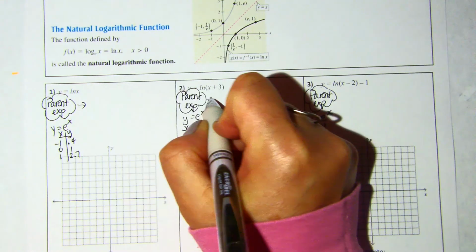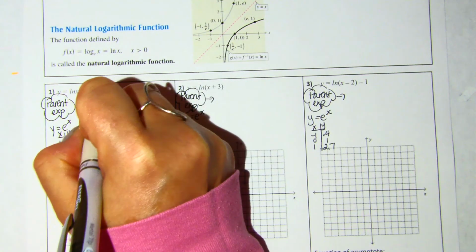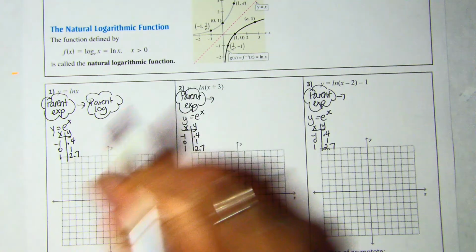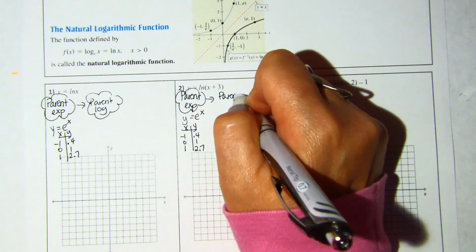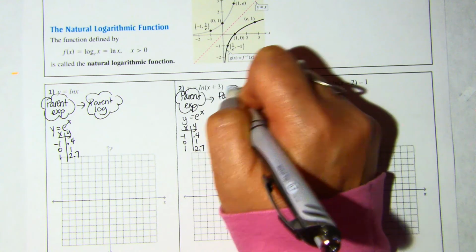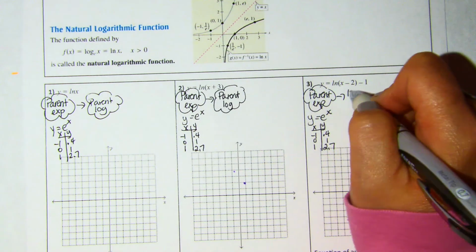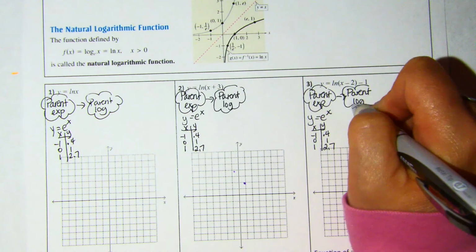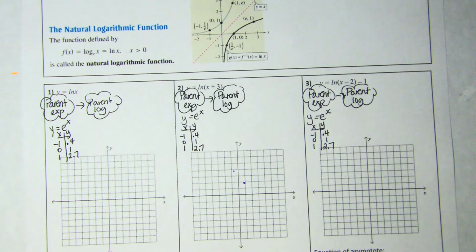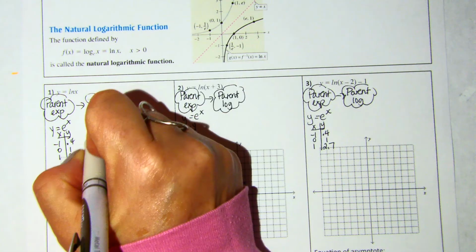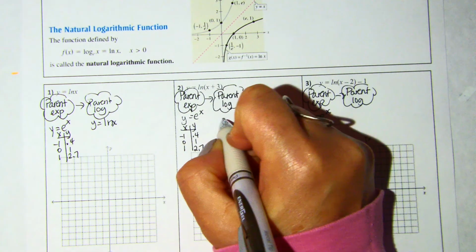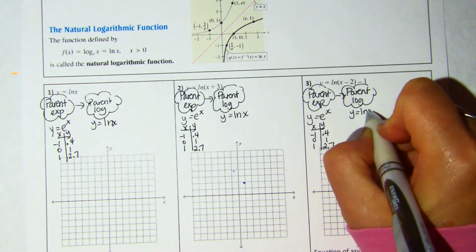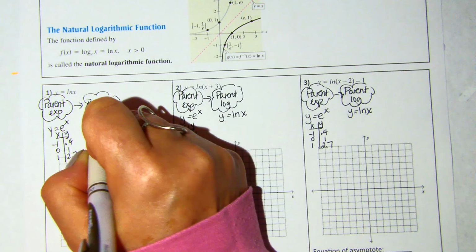Okay, so after the exponential, then we want the parent log. This is where we switch. And remember, the log this time is not just the regular log, it's the natural log, which is the ln, because it has a base e. We never write log base e, it's just weird. There's a special name for it, it's natural log. That's what we always do. We don't write log base e, that's just crazy talk.